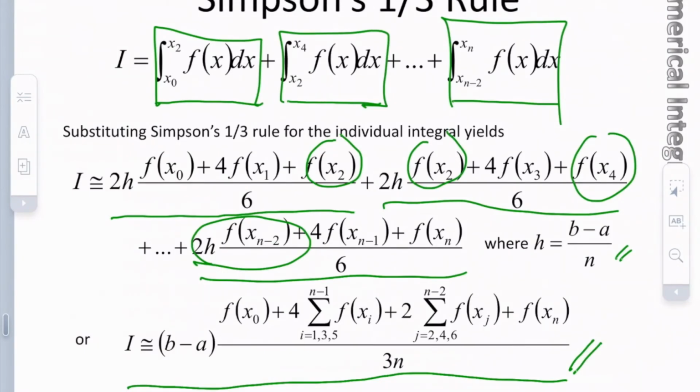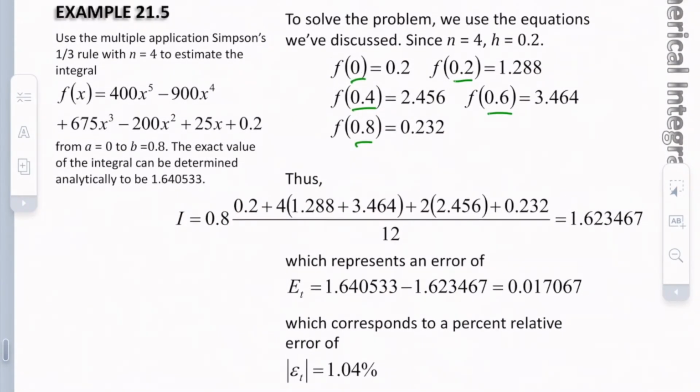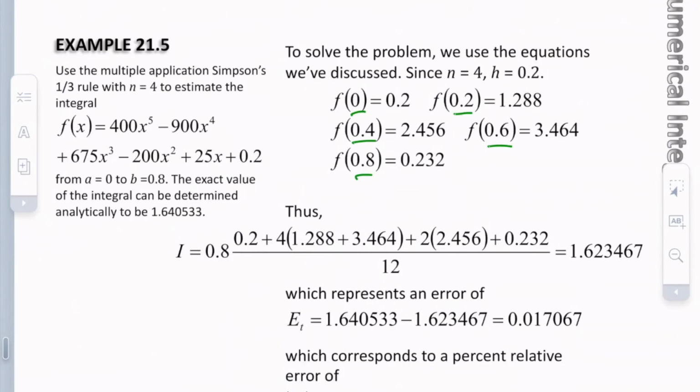Notice that in this expression, the first term is f of x naught and the last term is f of xn. In the second term, all the odd terms are combined and multiplied by 4. The third term, all the even terms, are added and multiplied by 2. In this example, we have 5 terms. So the first term is f of 0, and the last term is f of 0.8.